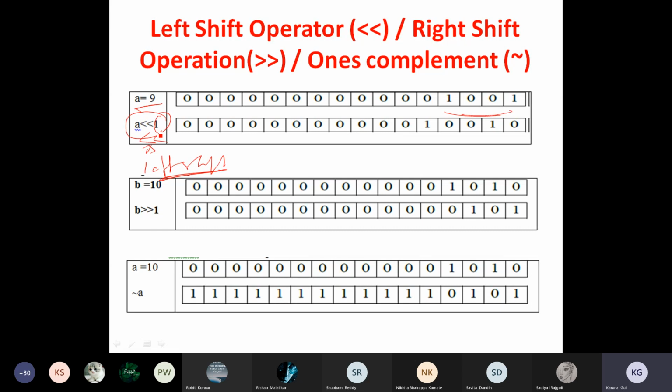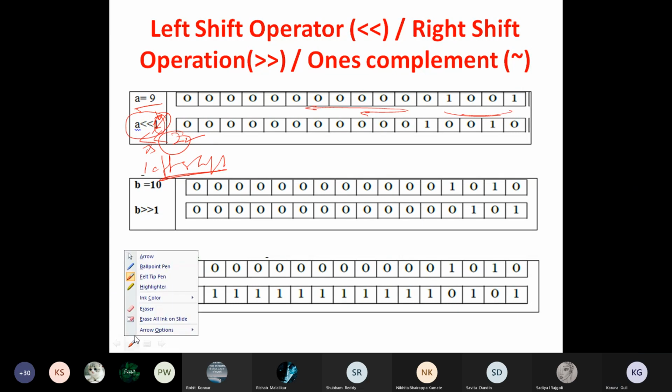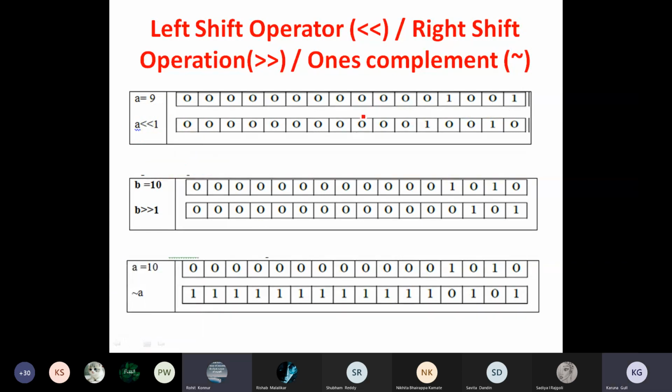How many times you have to shift is mentioned over here. If I write 1 here, I have to shift the contents of this particular A towards the left side by 1 bit. Instead, if you write 2, then I have to shift this towards the left side by 2 bits. That's the meaning of that. Is that clear? Yes, ma'am.